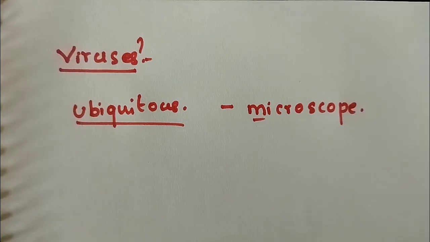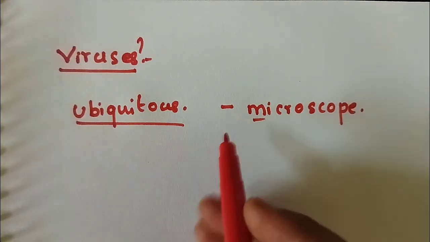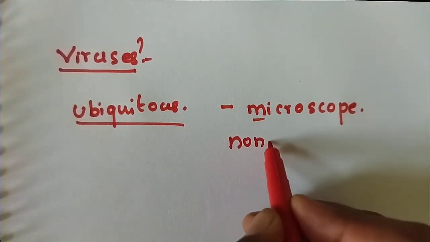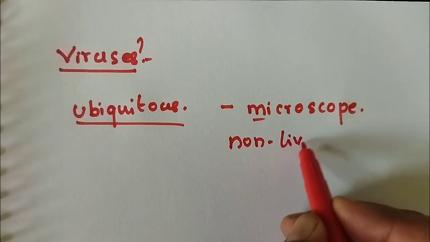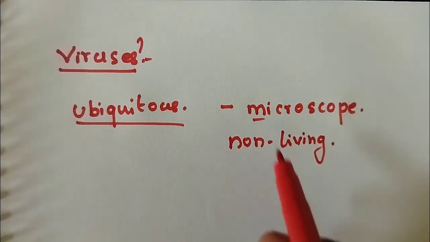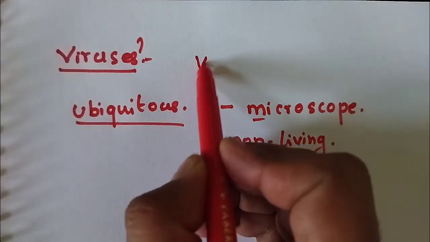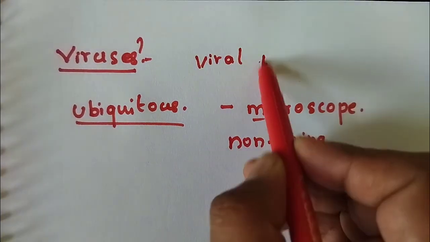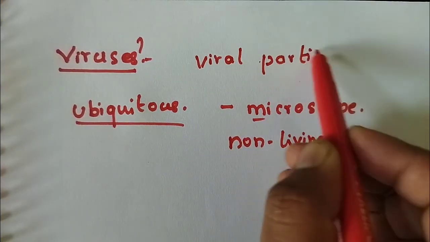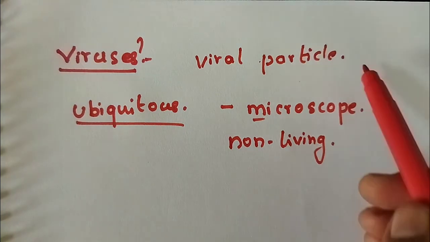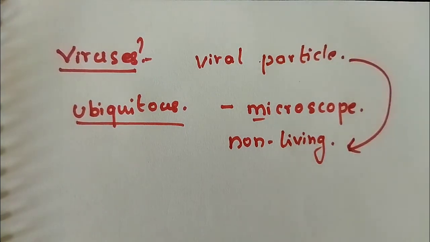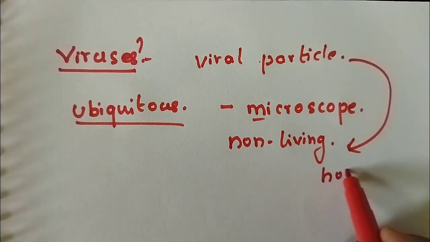So, the virus is a non-living thing when it stays outside a host. It acts as non-living. That's why we call it a viral particle. We call a virus a viral particle because it behaves like a non-living thing outside the body of a host. So what is a host here?